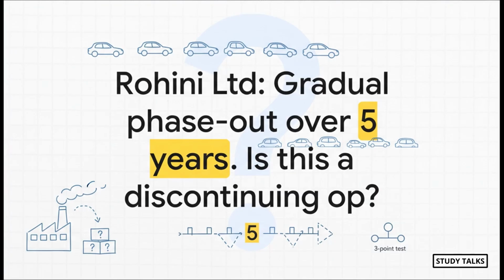So here's the case. We've got Rohini Limited. They're getting out of the passenger car business. But look at the details. They're going to phase it out over 5 years, just cutting production by 20% each year. And crucially, it says there's no specific plan for selling off the assets. So, what do you think? Is this a discontinuing operation? Let's run it through our 3-point test.